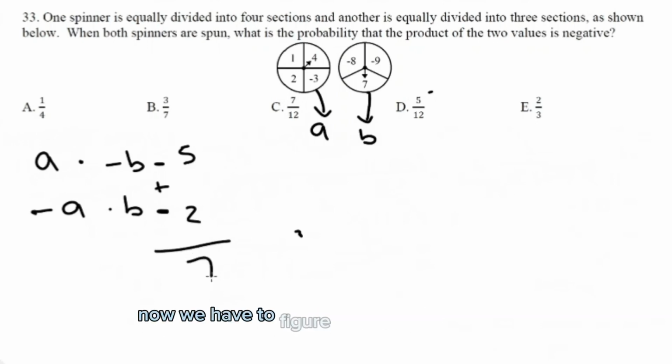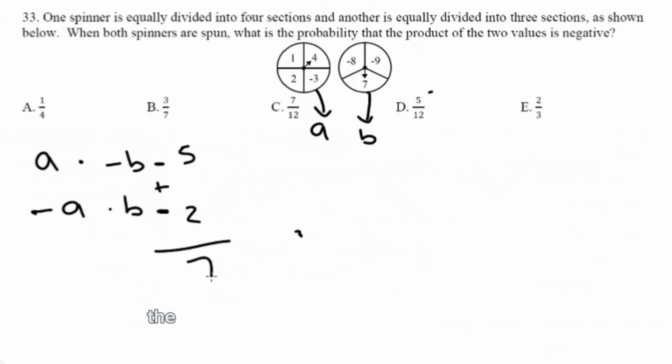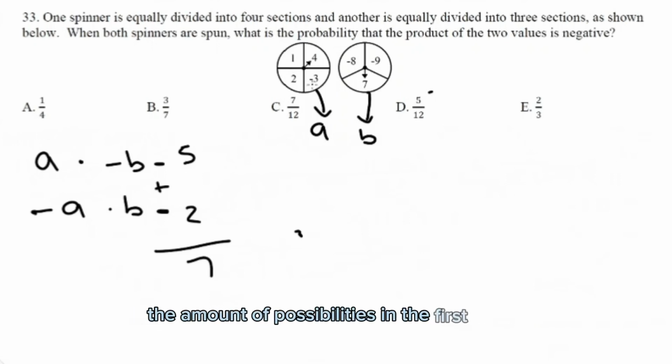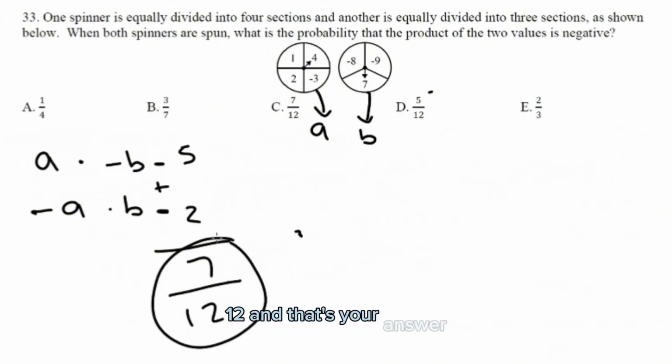Now we have to figure out what the denominator is at the bottom. The way we figure that out is, we figure out the total amount of combinations, which is the amount of possibilities in the first wheel times the amount of possibilities in the second wheel, which is 4 times 3, which is 12. So you get 7/12, and that's your answer.